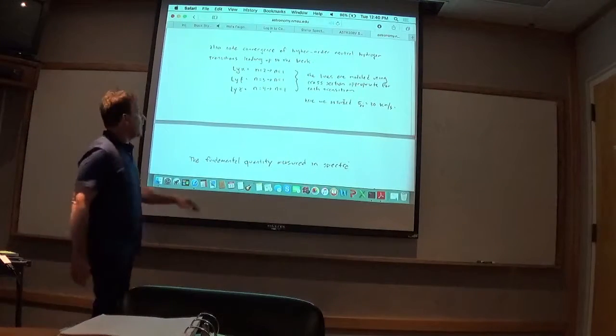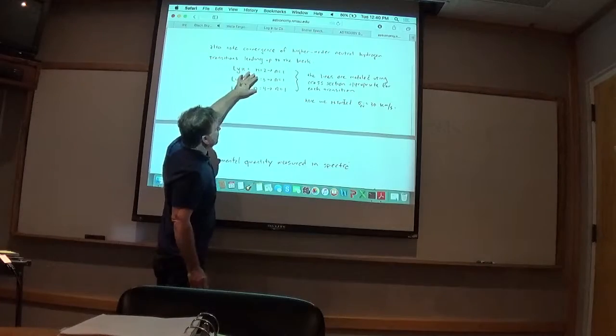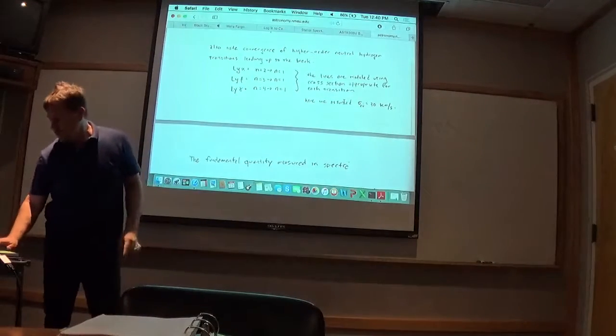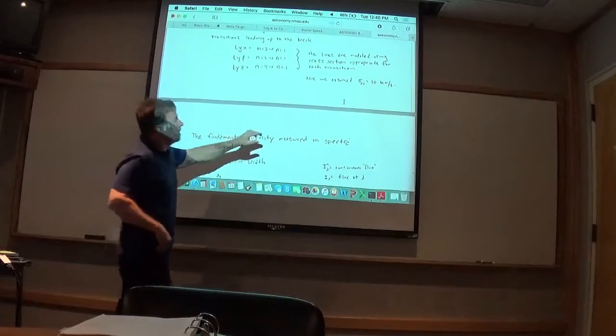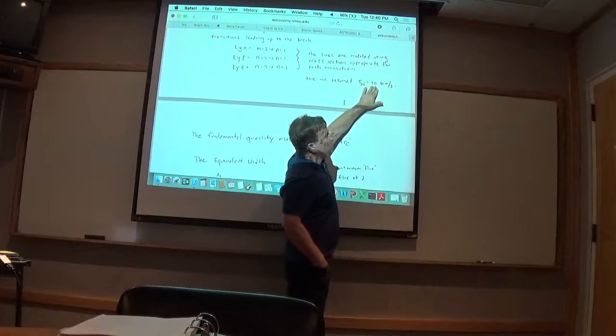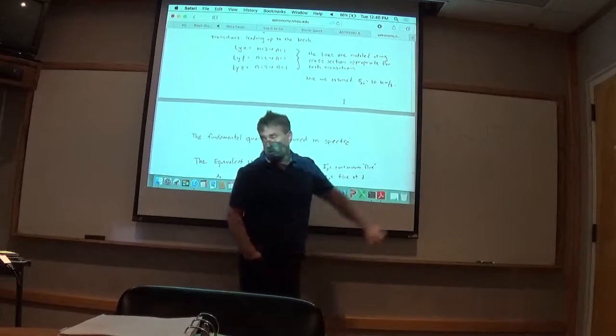Right, so this is where I have what the different transitions are. In this case, I assumed a much hotter gas with a 30 kilometers per second velocity distribution for my spectra.